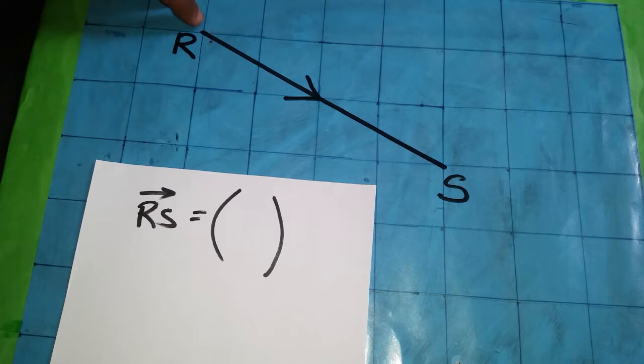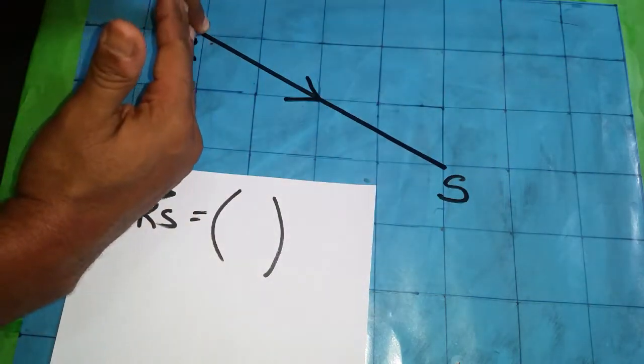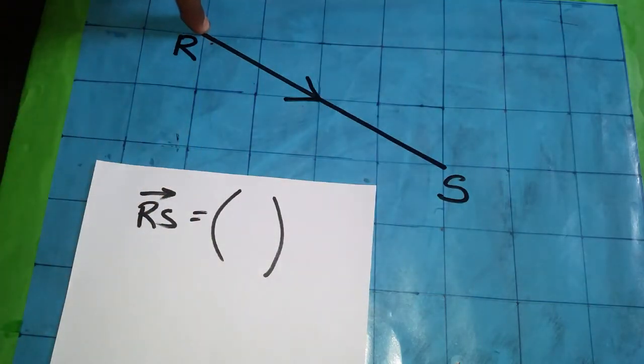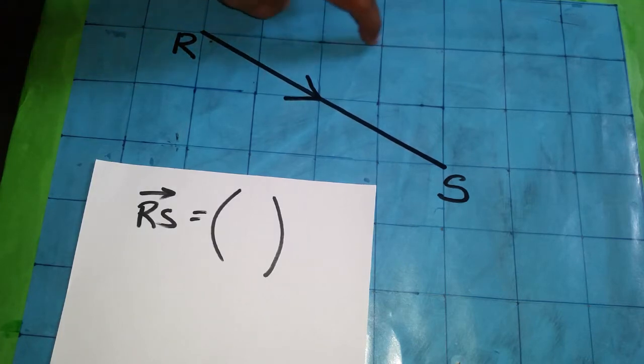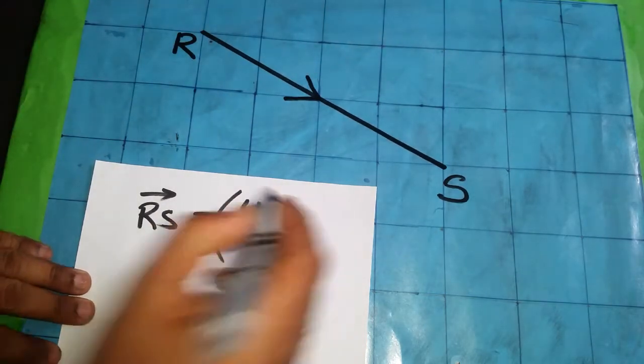So what we're going to do is put our finger at the foot of the vector and ask ourselves, is the vector moving to the right or is the vector moving to the left? Well, clearly the vector is moving to the right. So let's find out how many spaces the vector is moving to the right. So it would be 1, 2, 3, 4 spaces to the right, and that would mean positive 4.